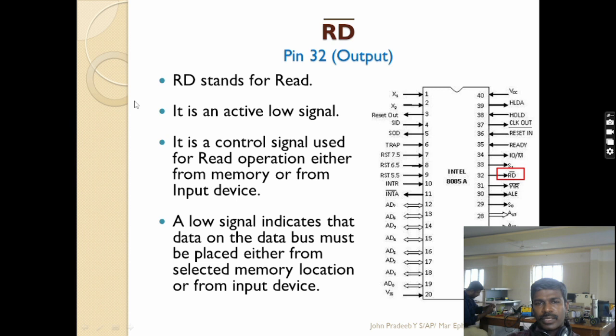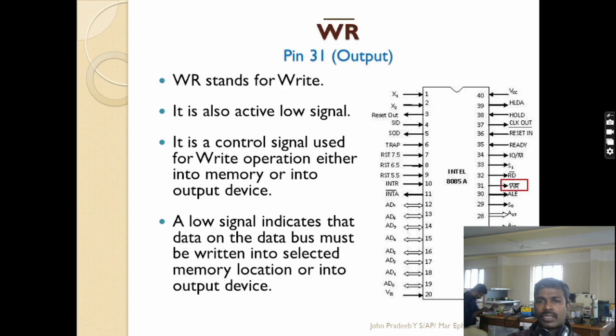Next, the read pin, which is the 32nd pin. RD stands for read. It is an active low signal, so it controls the read operation either from memory or from input devices. The next is write. WR stands for write. It is also an active low signal. Active low means the signal name has a bar, so if you give input 0, it will be active. The pin number is 31. It is also used to interface with memory and output devices.